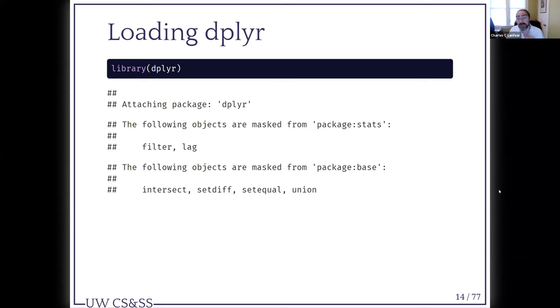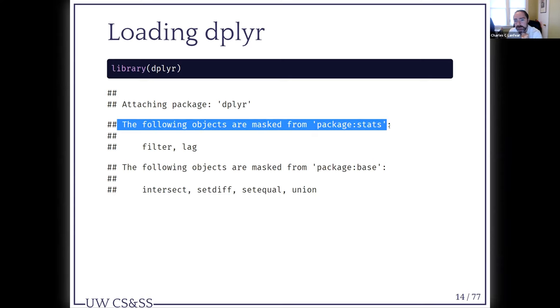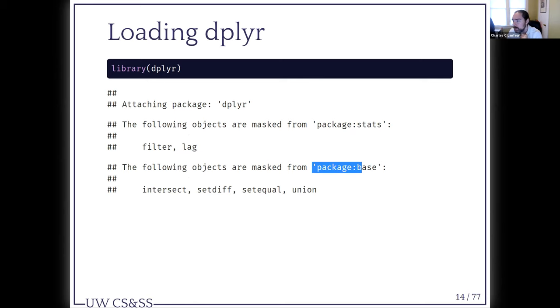We're not going to use all the many other parts of the tidyverse. If you do library tidyverse or library dplyr, you're going to get a message in your console like she just displayed. You're going to get something that says attaching package dplyr, and then you're going to see things like the following objects are masked from package stats and package base. Or it's going to say things like, I loaded these specific packages, not others, and there are conflicts that exist. These are basically the same type of message.